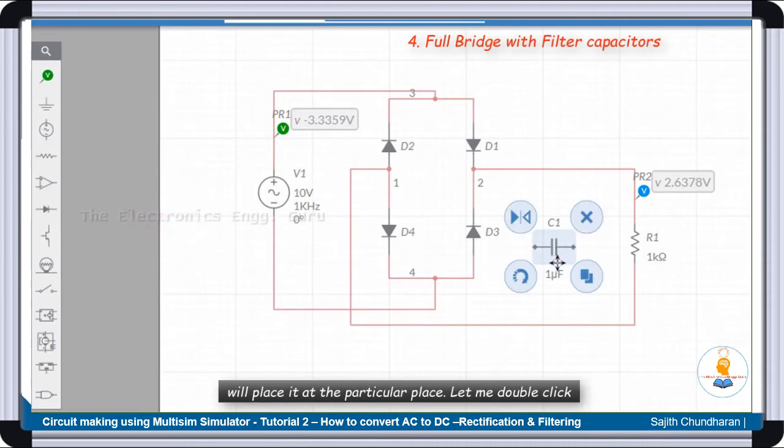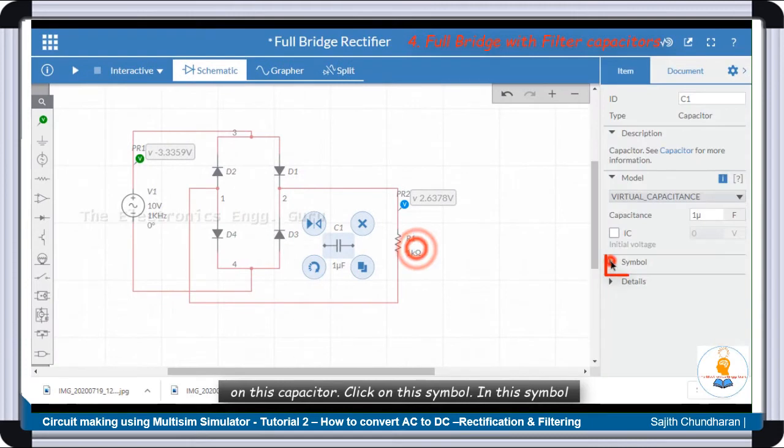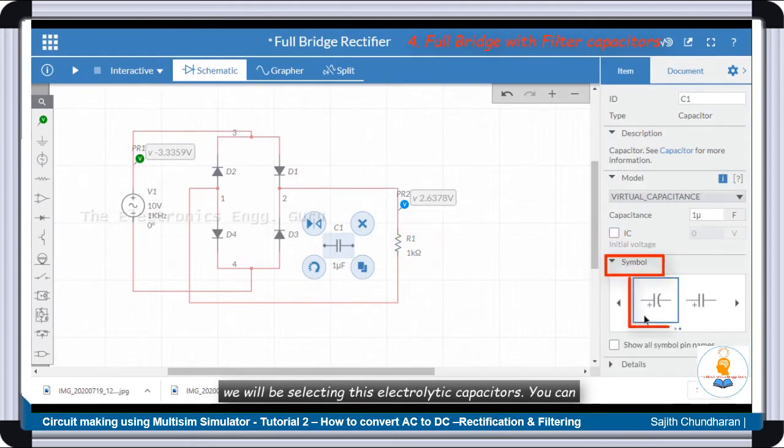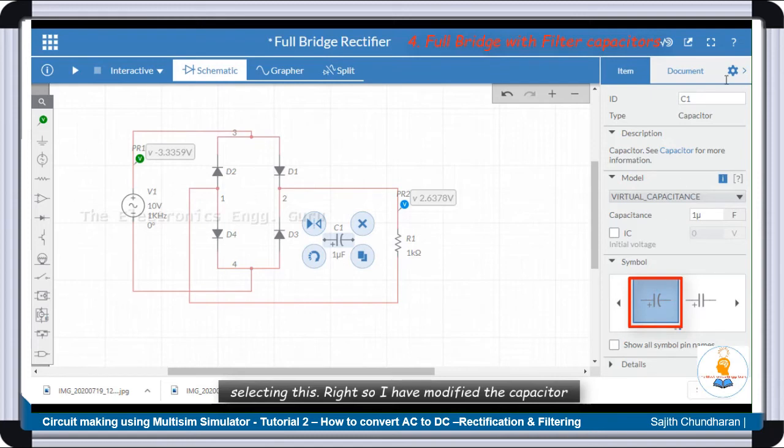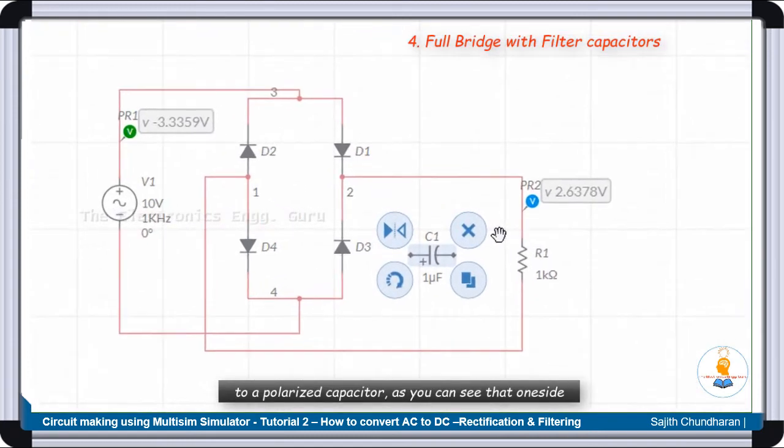So we will place it at the particular place. Let me double click on this capacitor, click on this symbol. In this symbol we will be selecting this electrolytic capacitor. You can see that this is a capacitor with polarity. We will be selecting this, right? So I have modified the capacitor to a polarized capacitor. As you can see, one side is a positive terminal. So we normally use polarized capacitors for filtering.